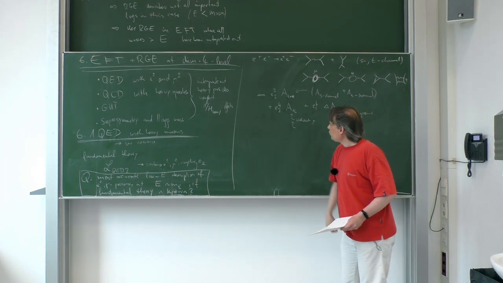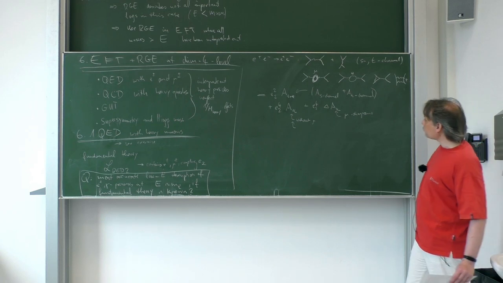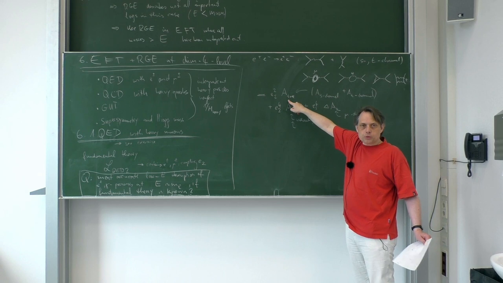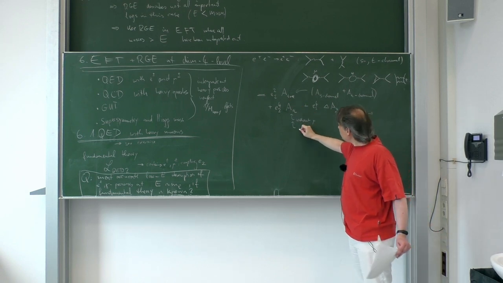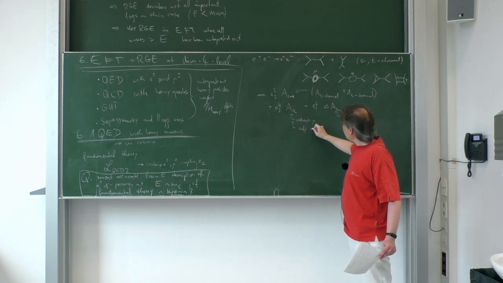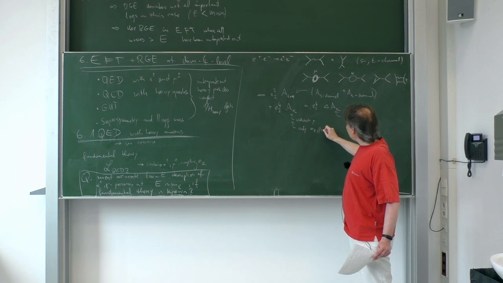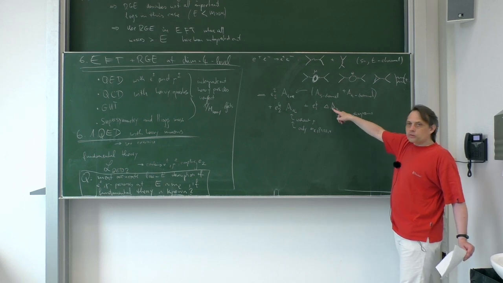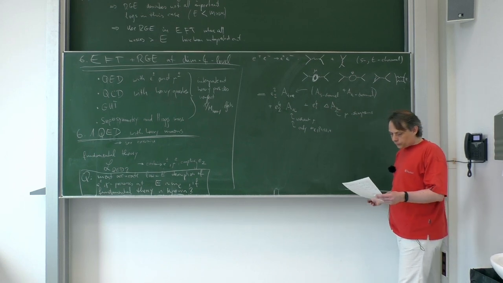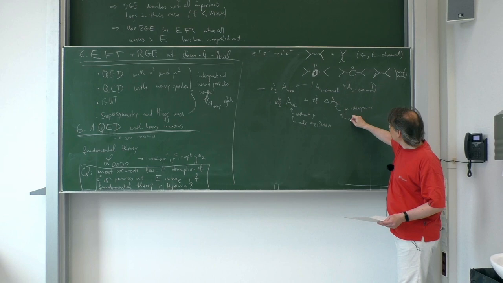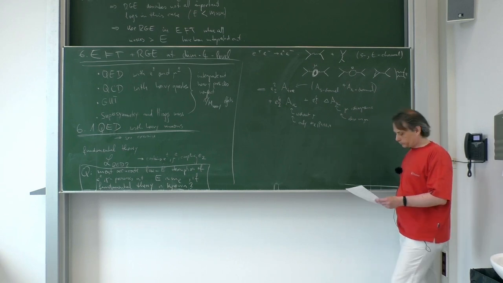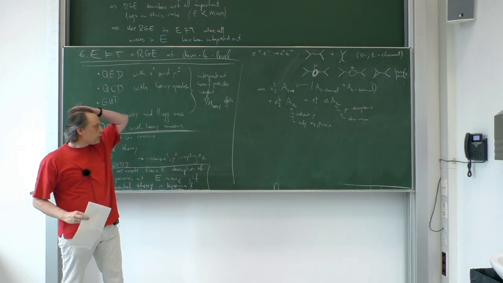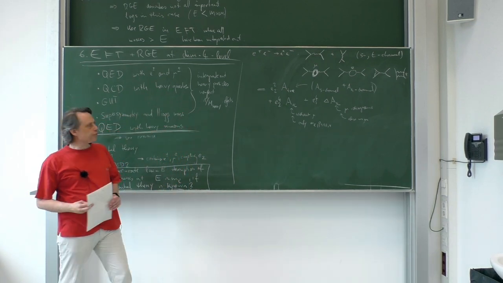So what are the variables which enter these functions? In these functions, which do not depend on the muon, the only variables which appear are the electron mass and the momenta, p1, 2, 3, 4. And here also the muon mass appears, of course. So then next, we looked at the muon diagram specifically.